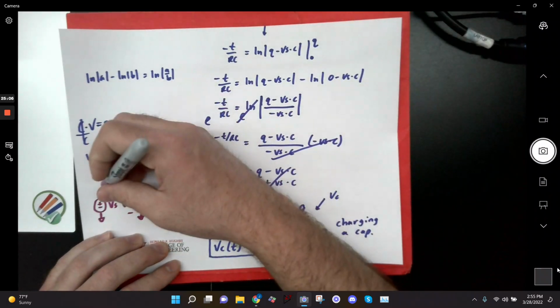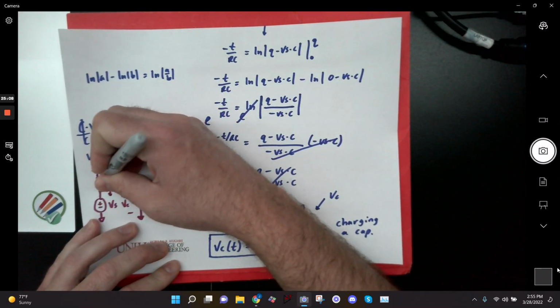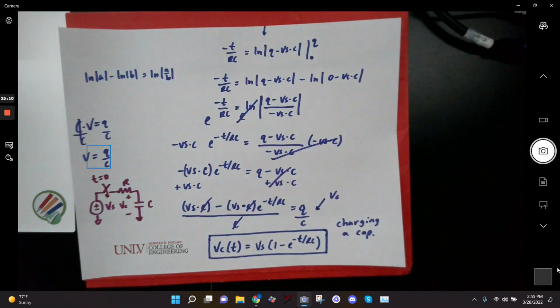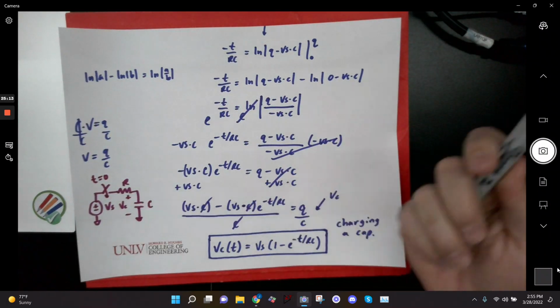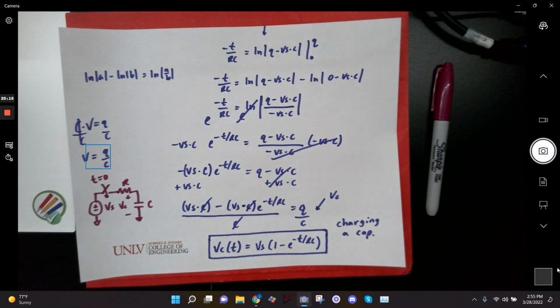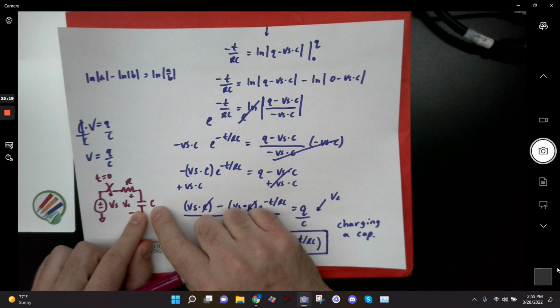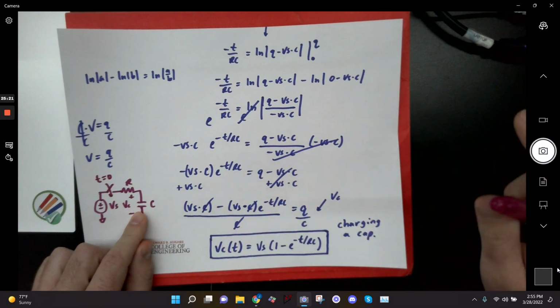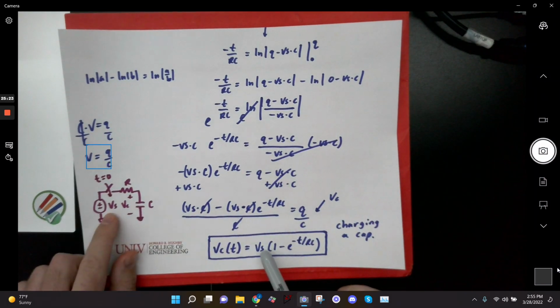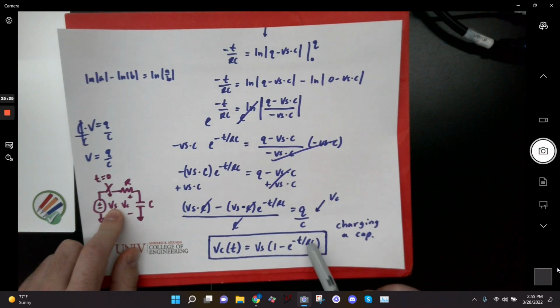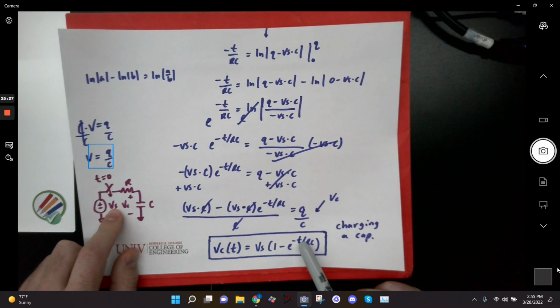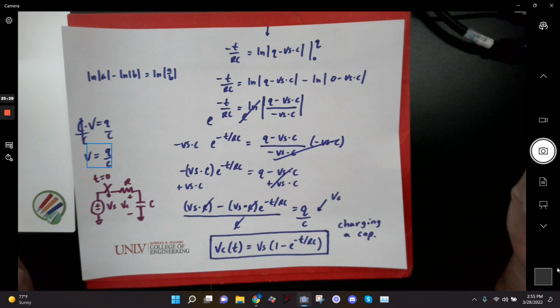So let's say my switch closes at time t equals 0. That's typically when it's going to be closing in practice. It could be any time, but let's say it closes at time t equals 0. If I want to know what is the voltage across my capacitor at any time, I can plug in the source voltage, I can plug in R and C, and I can plug in a time. And I'm going to get the voltage across the capacitor at that time. Does that make sense to everybody?